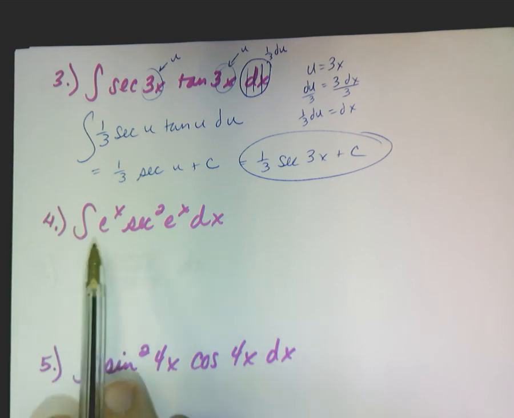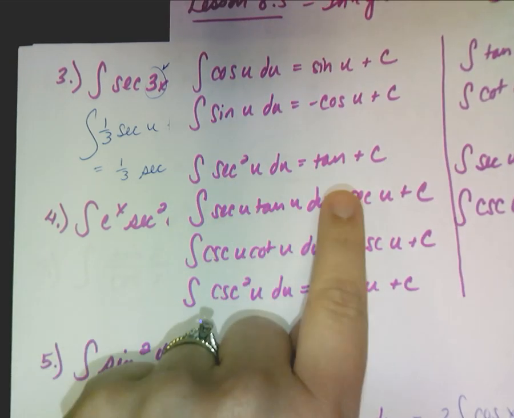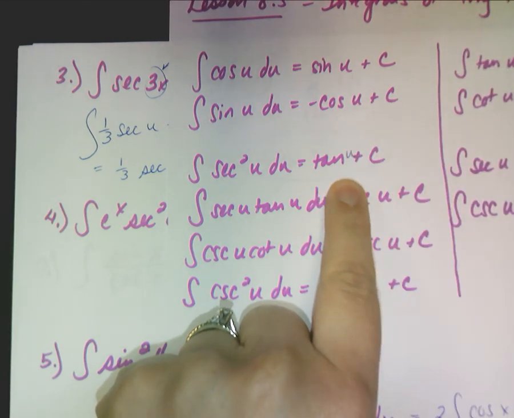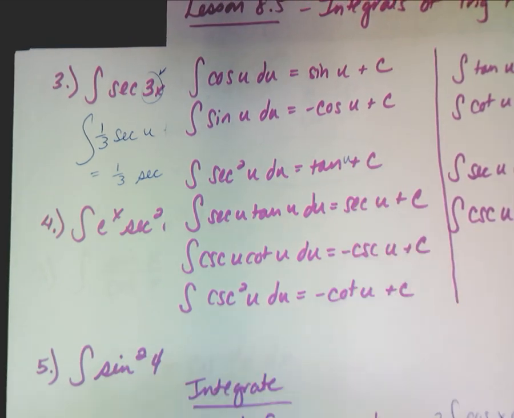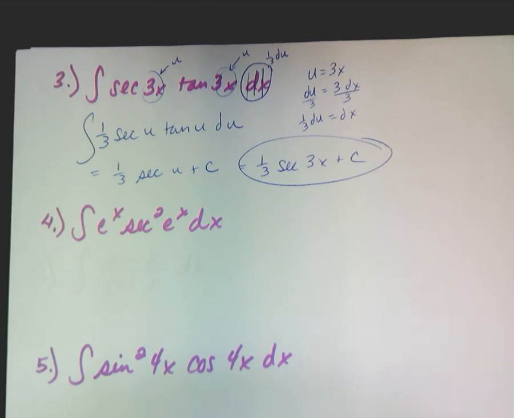Let's look at this one, the integral of e to the x secant squared e to the x. Let's see if there's an integral for secant squared. There is. The integral of secant squared is tan. Actually, that should say tan u. I hope you all realized that when you copied it. All right, so what would be my u then?